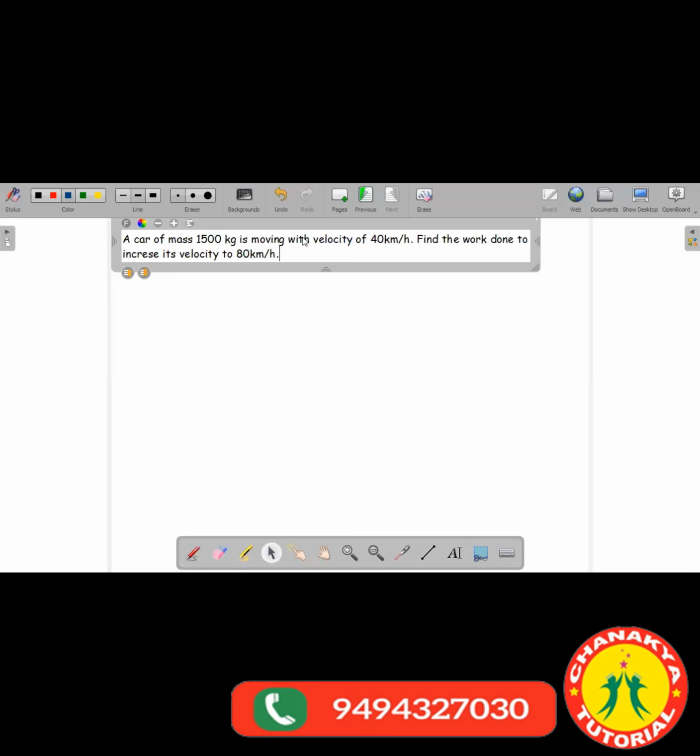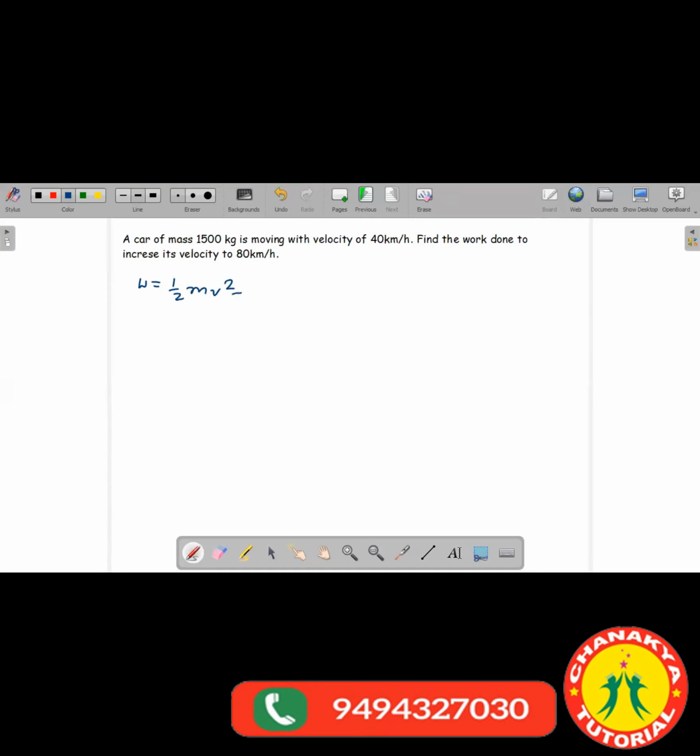We need to use the formula. The work done should be equal to change of kinetic energy. So we will be using this formula. Work done equals 1 by 2 mv squared minus 1 by 2 mu squared. So work done is equal to change of kinetic energy.